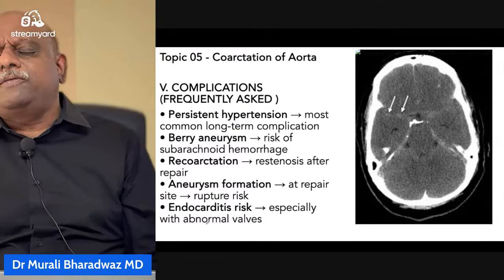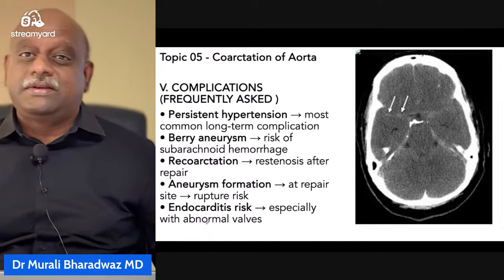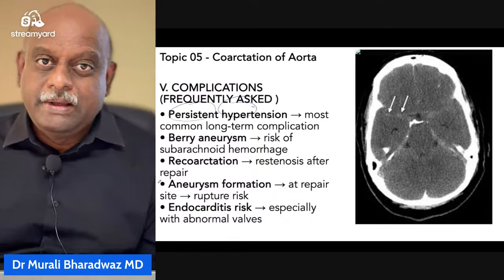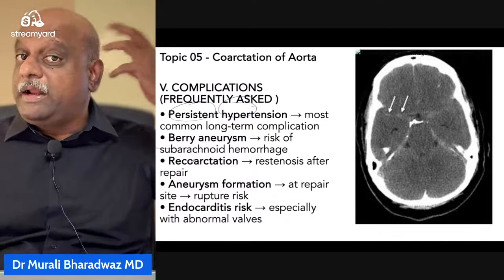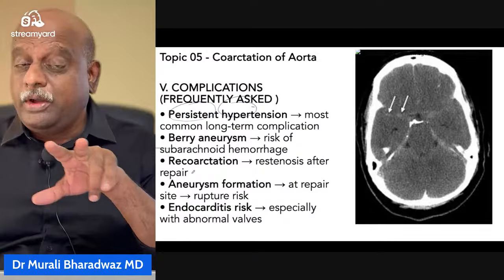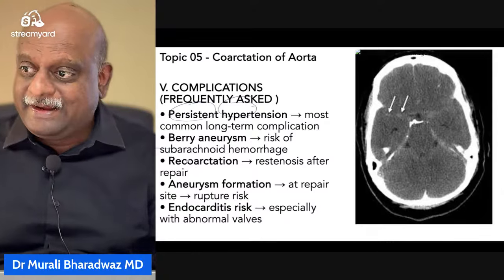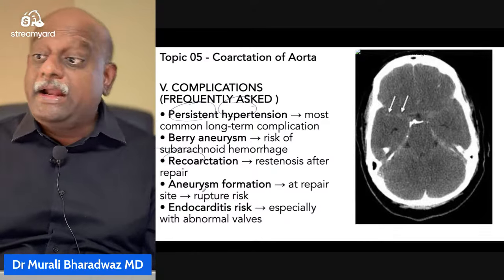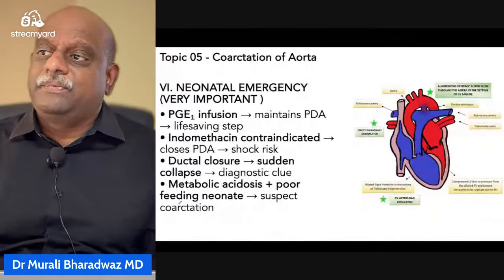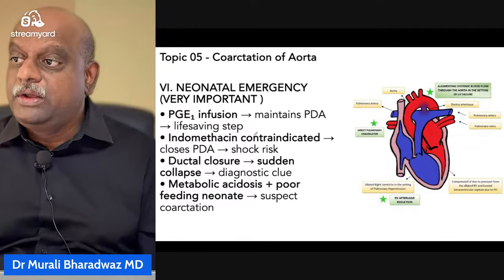For a long period of time, because of the coarctation, there is decreased perfusion to the kidneys that leads to persistent hypertension. A berry aneurysm can lead to subarachnoid hemorrhage. If you operate on the coarctation and relieve the narrowing, restenosis can very much happen. Aneurysm can form. Endocarditis risk is there in coarctation. So how do you manage coarctation?